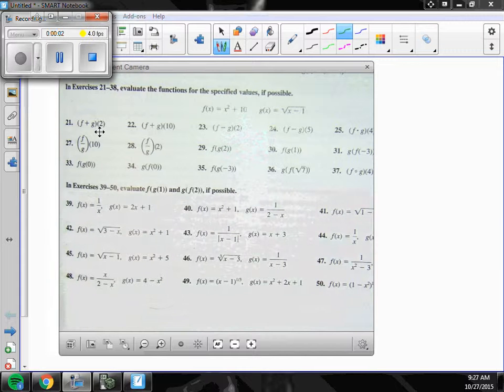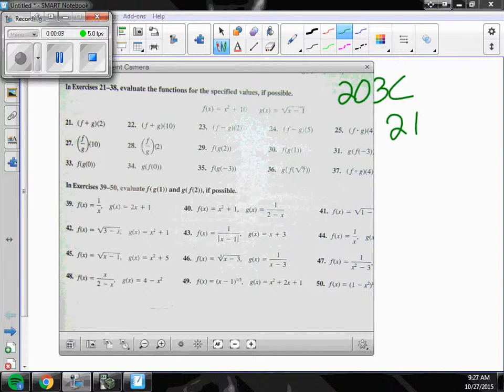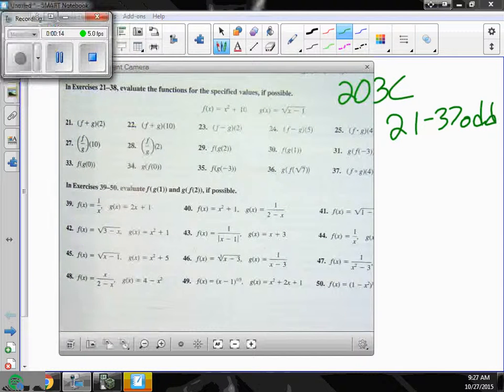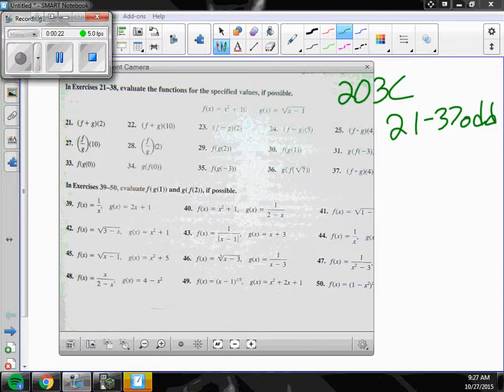Okay, so we're on 203C, which is 21 to 37 odd. We're going to be using operations on functions and then plugging in numbers. This is pretty simple. Let me show you two different ways to do it, and depending on the problem or your preference, it will determine how you decide to do this.